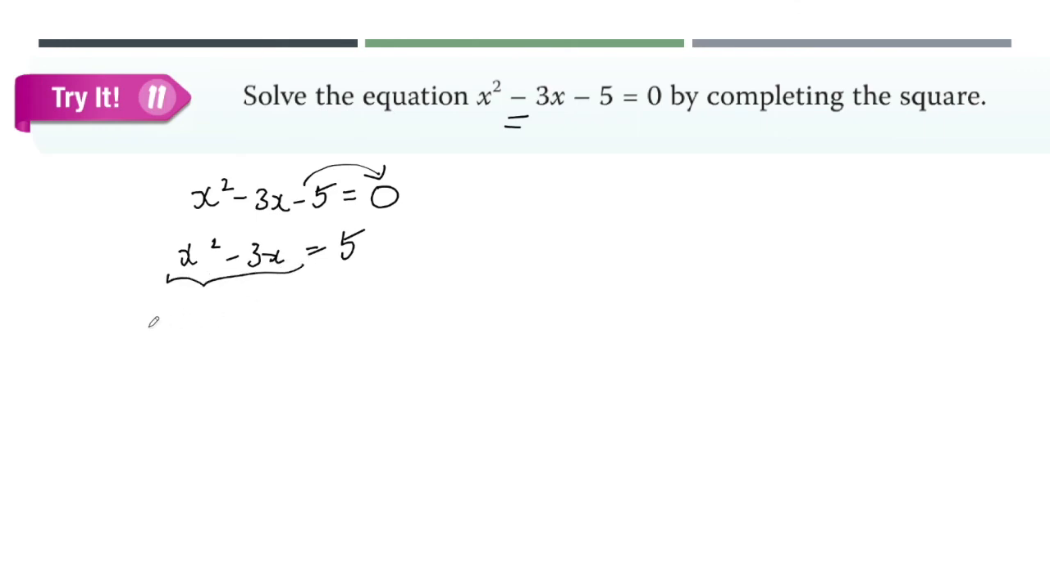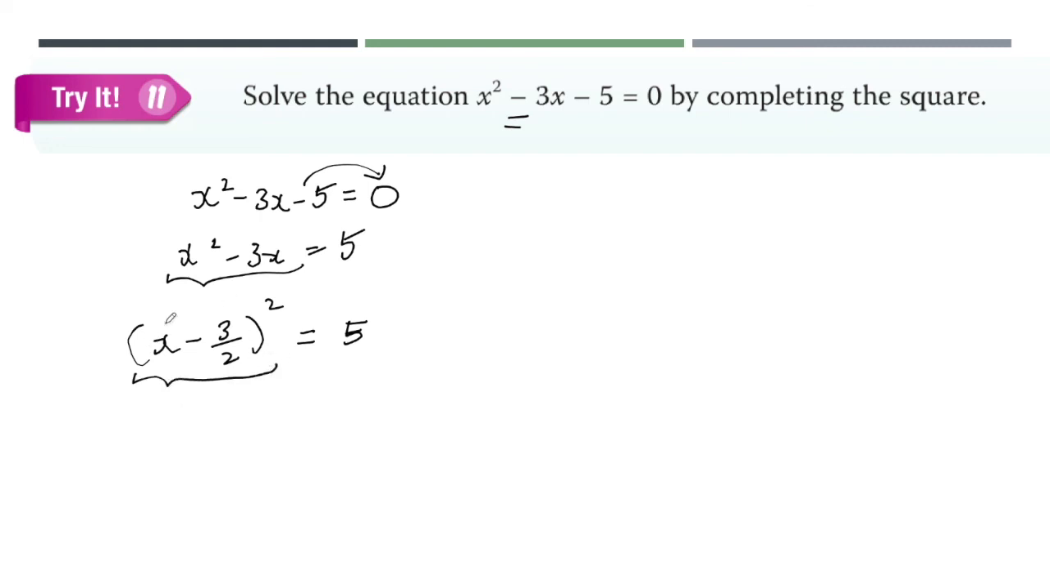My x squared, that's how I get my x squared, minus 3x. So before that, I have to halve this, because if I expand, I double it, right? 2ax. So now I halve this. So minus 3 over 2, squared, equals to 5. Wait, but this is not the end.